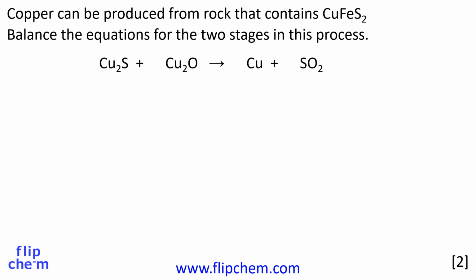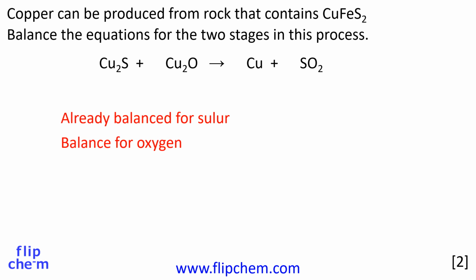Here's the second equation. This one is much easier to balance. The sulfur only appears in one place on the left and the right. The oxygen also only appears in one place on the left and on the right. The equation is already balanced for sulfur, so next we balance for oxygen. And now balance for copper.